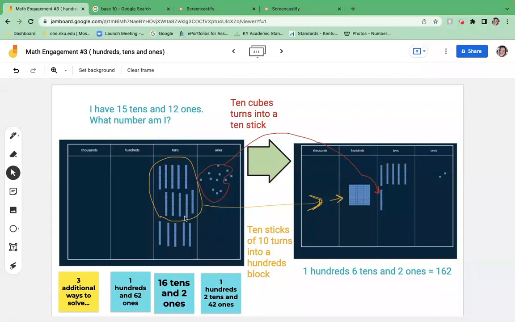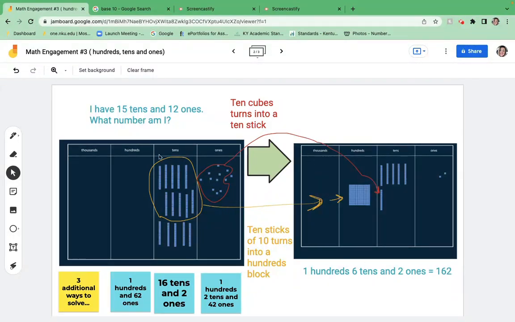So if we take 10 of these tens, that would create hundreds. And if we take 10 of these ones, that would create its own 10 stick. So 10 cubes turns into a 10 stick, and 10 sticks of 10 turns into a hundreds block. So this is another way to see this number, and our number is 162.